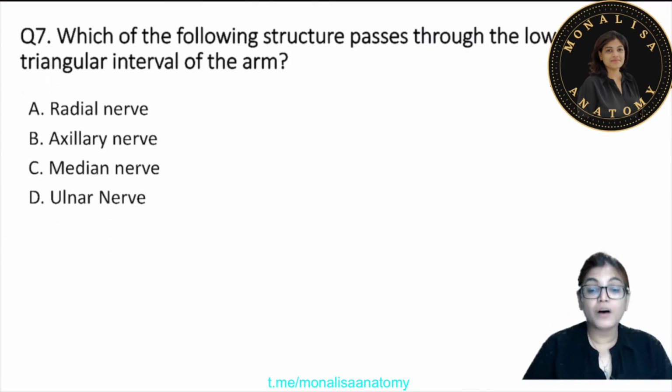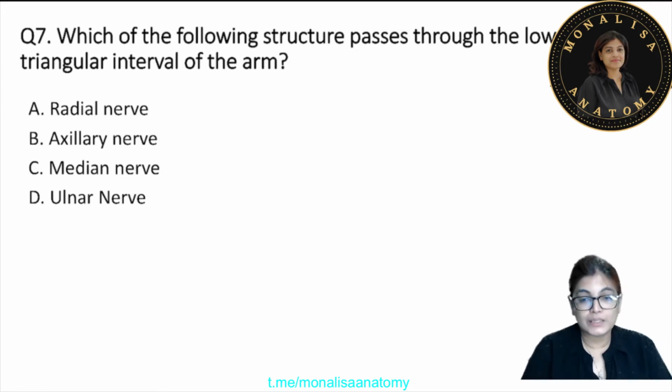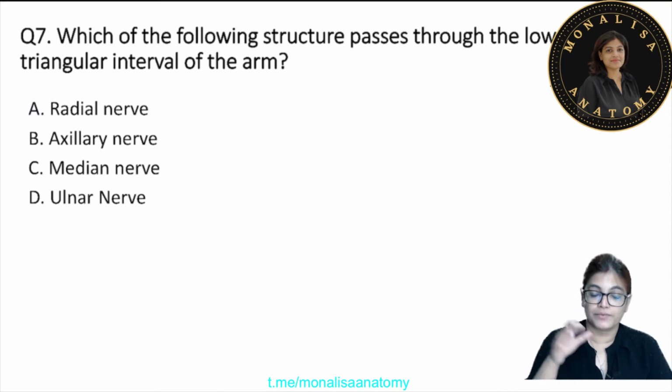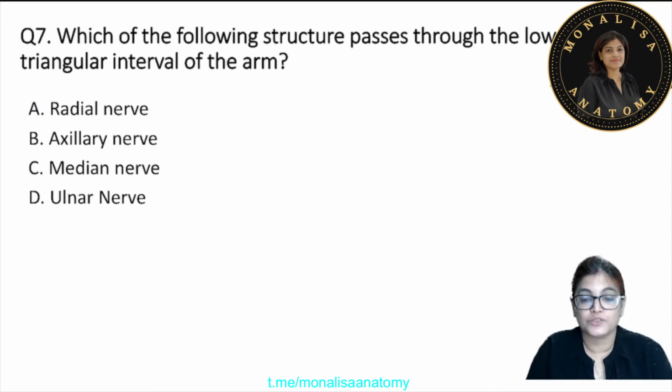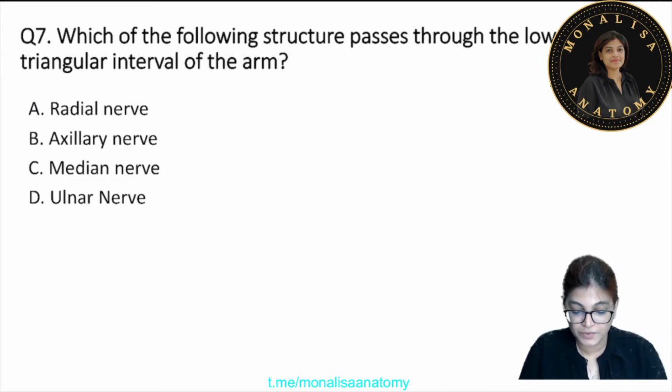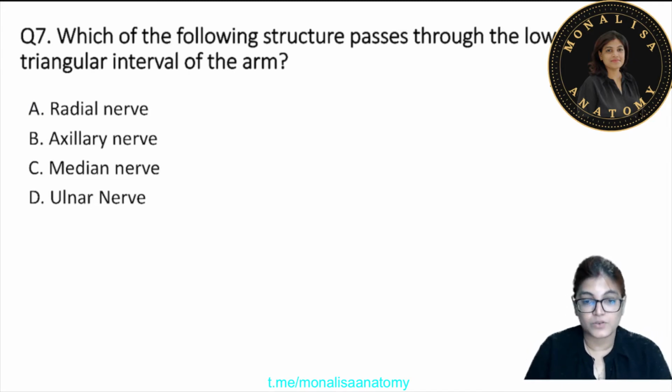Now, which of the following passes through the lower triangular interval of the arm? When you do the dissection on the posterior aspect of the scapular region, there you can find one quadrangular space and two triangular spaces. Some important structures pass through this quadrangular and triangular space. So after discussion of these spaces, we will come to solving this MCQ.